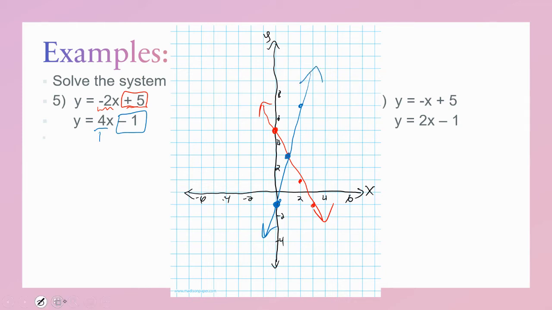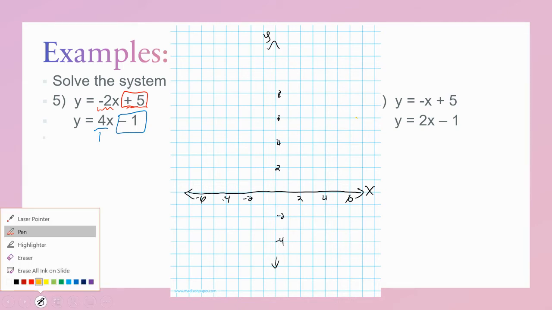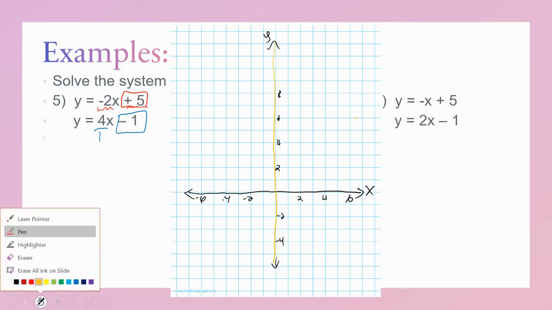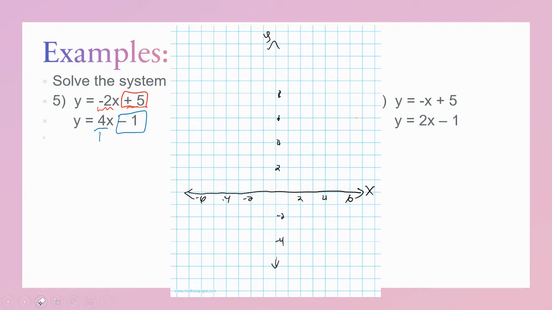Connect those. And we can tell right here, my two colors overlapped. So this is my solution. And that ordered pair is 1, 3. All right, I'm going to redraw my y-axis there in the right color.